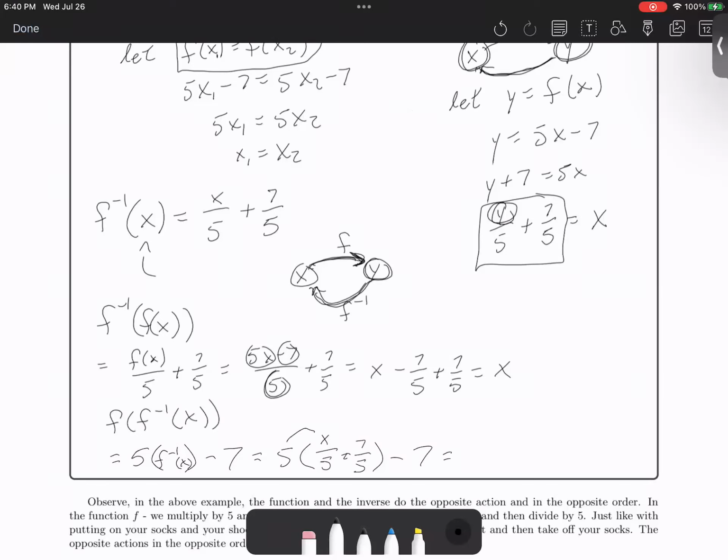All right, when we distribute this 5, we end up with x plus 7 inside that parentheses, and then minus the 7 gives us back x. So this diagram is true. These two functions undo each other.